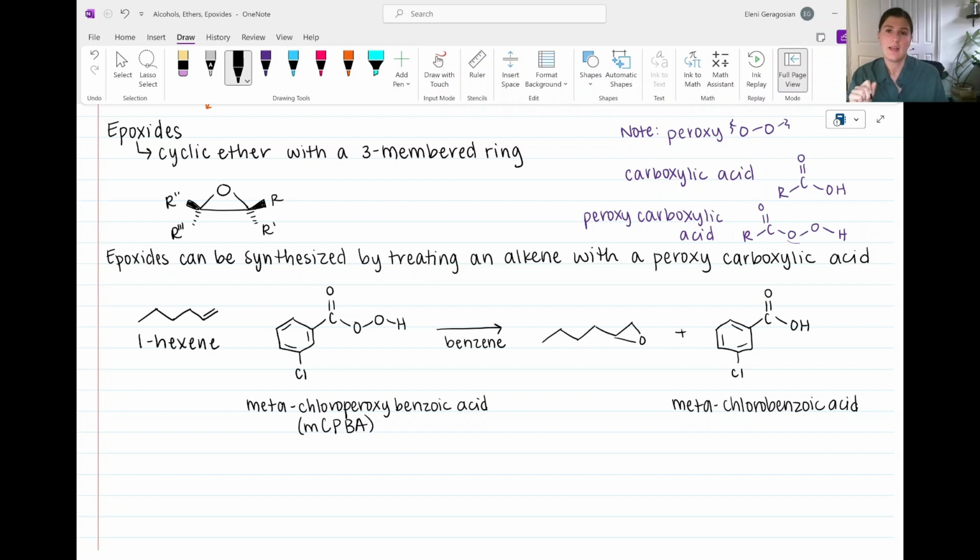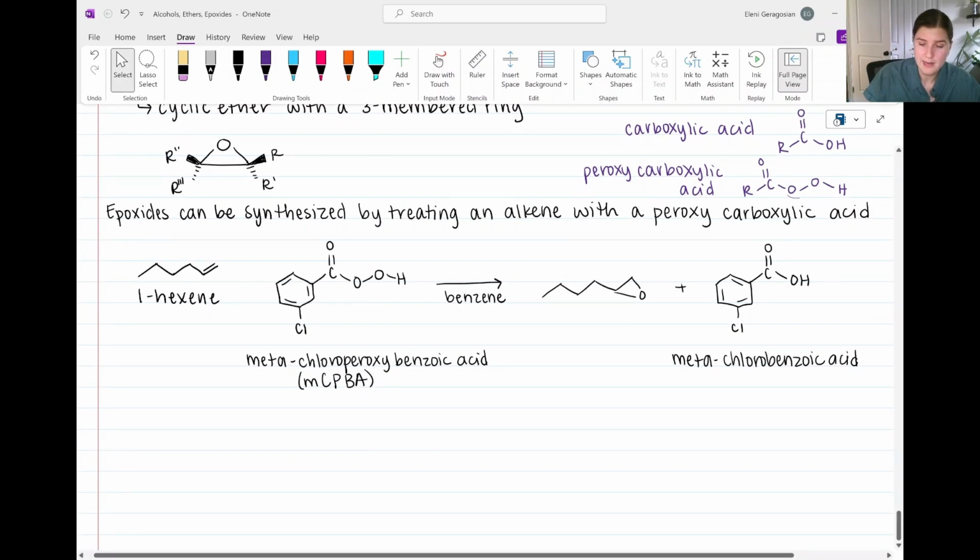So the alkene that's used for this reaction, we will definitely see that change. We'll look at different alkenes and what products are created by that alkene. But we'll often see the same MCPBA reagent and benzene solvent.